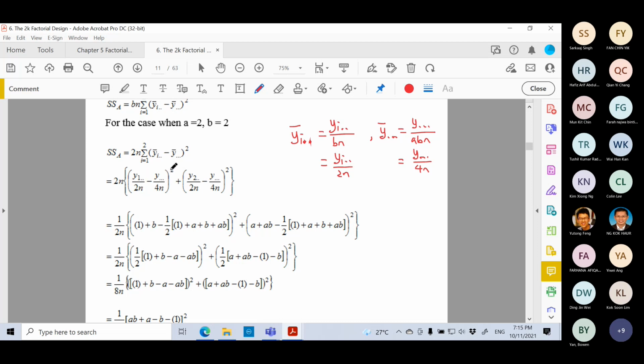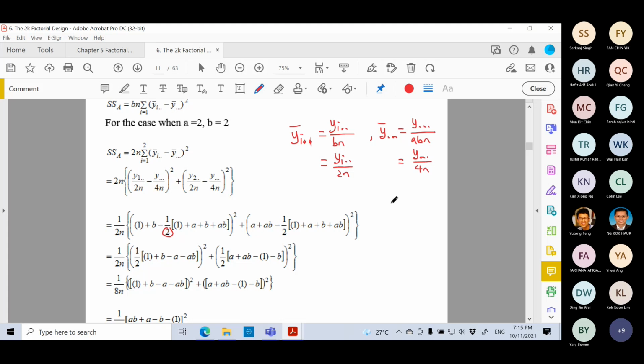And then because there is a square term here, here I have a 2n, here is 4n, I have an extra 2 here. So therefore, the 2 is still maintained here. Because of the 2n and 2n here, I can factor it out. So it becomes 1 over 2n squared. The 2n cancels with the 2n squared, so you have the 2n at the denominator here. And then because the 2n is already factored out, you are only left with y1 dot dot.